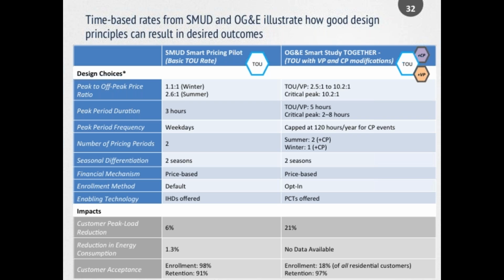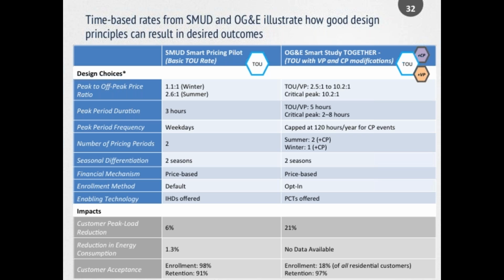Again, going back to Dan's points, the peak period and the peak to off-peak price ratio are well within acceptable ranges that enable customers to respond by changing their consumption patterns. Again, this points to how specific design choices individually and in combination affect final outcomes. As a result of these design choices and active customer education, both of these achieve fairly high peak reduction. Even though at 6% the peak reduction from SMUD's default TOU may appear small, it must be noted that it's pretty high for a default rate program that includes a mix of both highly and less engaged customers.